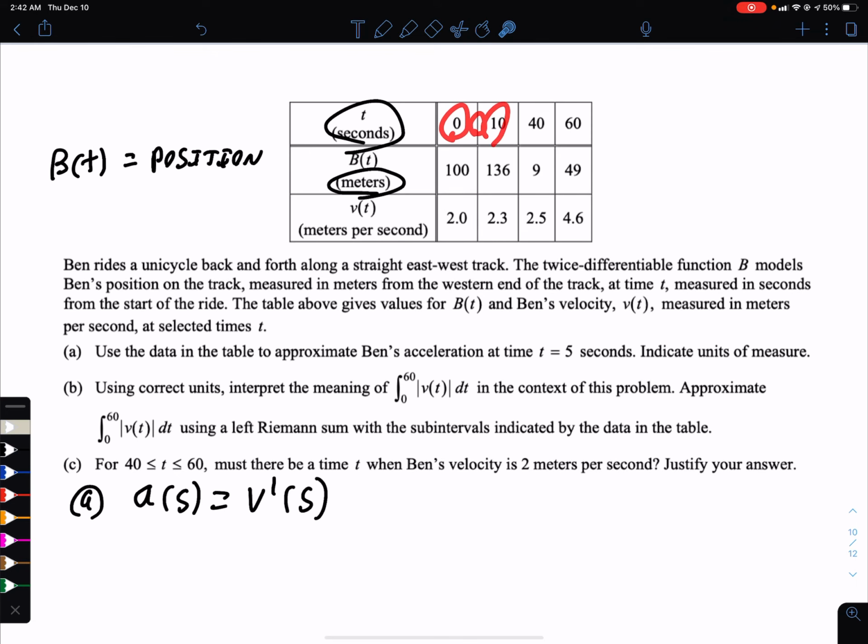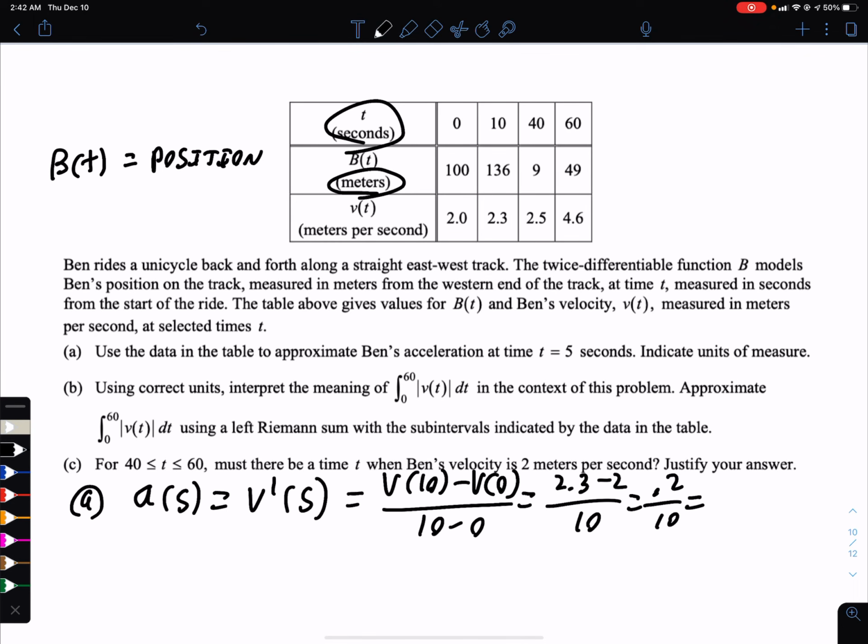So if you plot these points, you'll get some curve from 0 to 10, but the derivative of v is the slope of the tangent line. You will use the slope of the secant line, right? So this is the same problem as we did on the previous one. This will be v of 10 minus v of 0 over 10 minus 0. From the table, it'll be 2.3 minus 2 over 10, which is 0.3 over 10, which is 0.03 meters per second squared. So that is part A.